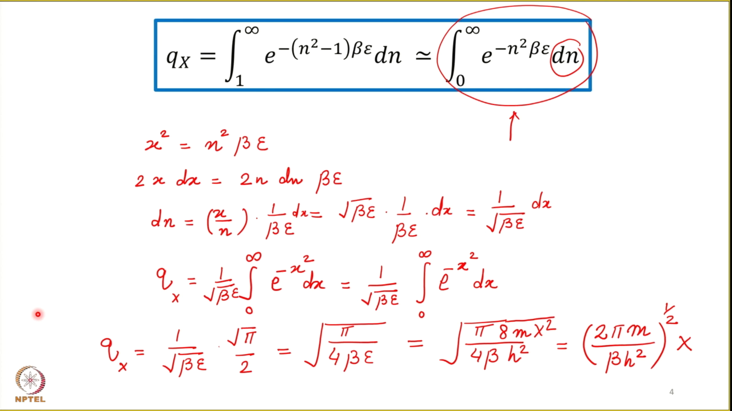What we did was that we converted this form of integration, which was relatively more difficult to evaluate, into a simple one by ignoring 1 over here, setting 1 equal to 0 over here, and then substituting this equal to x square, then working out what we have here: qx is equal to 2 pi m square root beta h square.